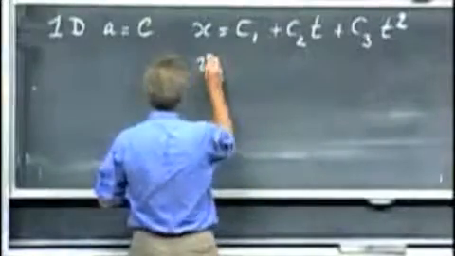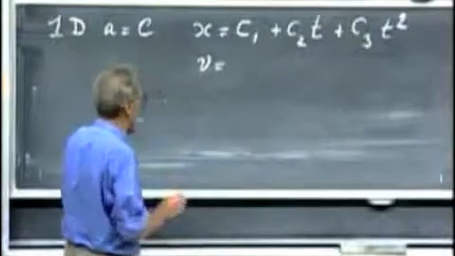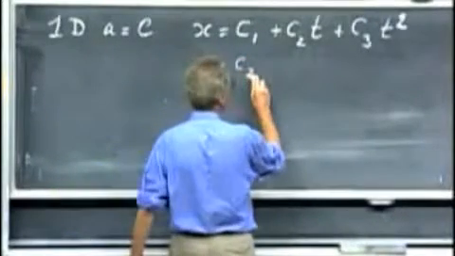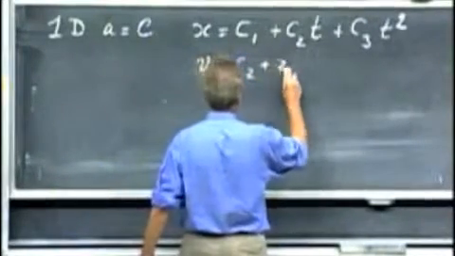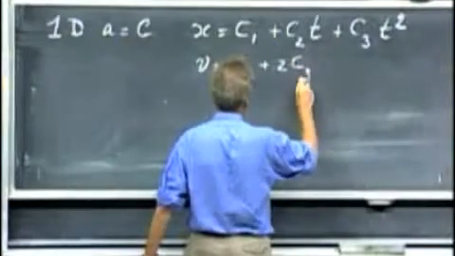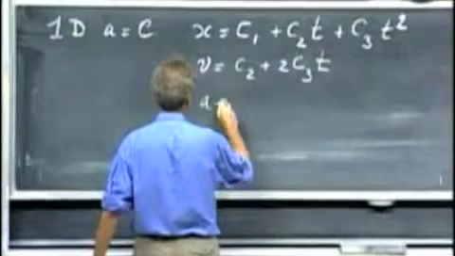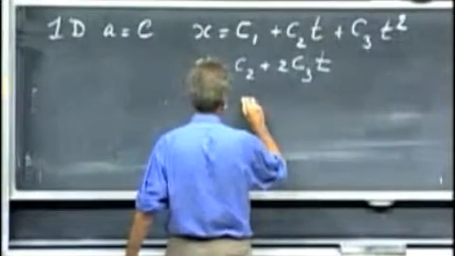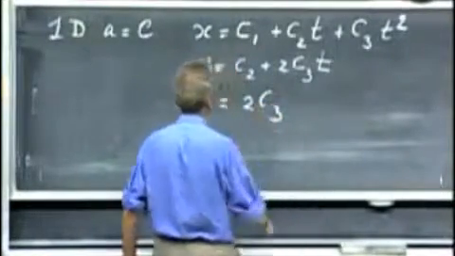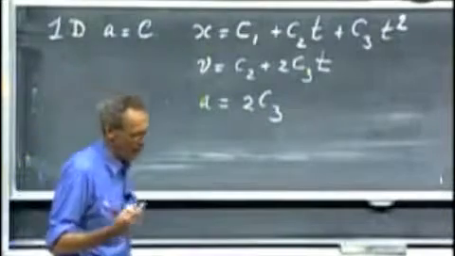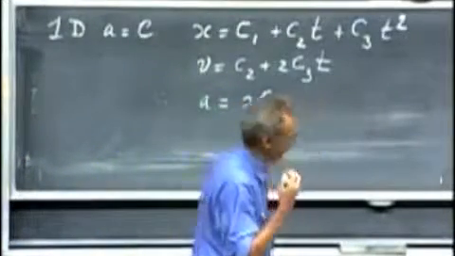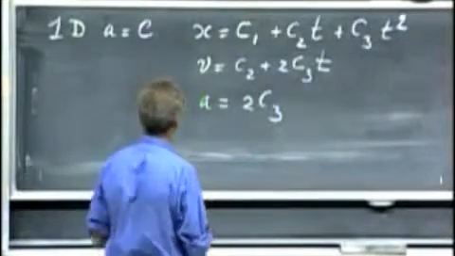I can now take the derivative, and so I get c2 plus 2c3 times t, and then I get the acceleration equals 2c3. And now we get some insight into these quantities.